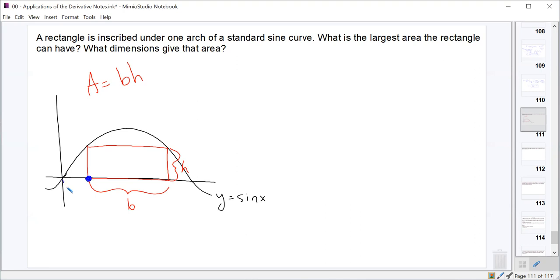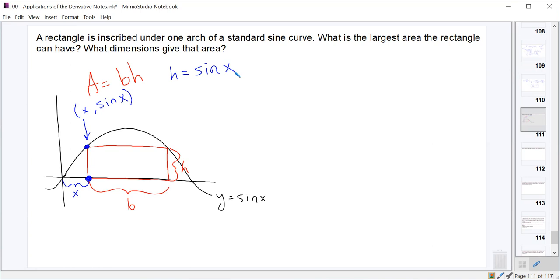So in order to do that, let's start by thinking about what this coordinate here is. Well, this coordinate is just the distance over on the x-axis from the origin. It's just some generic distance of x. And because that's true, this y coordinate up here should just be our function evaluated at x. So this point right here is the point x, comma, sine x. Well, right off the bat, that tells us what h is. h is the sine of x. So we're halfway there. Now we just need a value for b, the base.